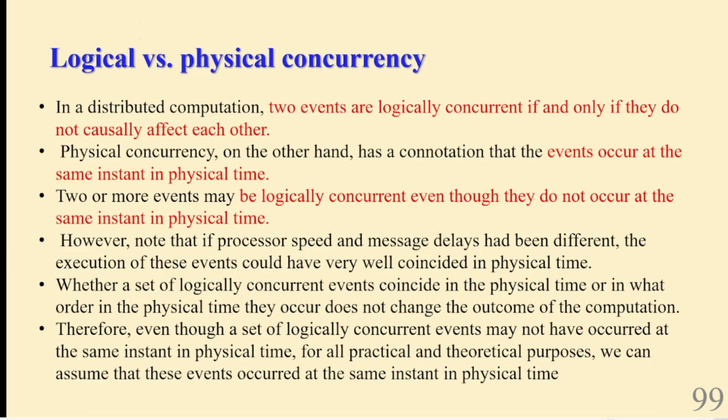Then we have physical concurrency and logical concurrency. These are two ways to say that two events happened at the same time. Physical concurrency is real time. That is what we normally think of. That is, two events occur at exactly the same instant according to a physical clock.